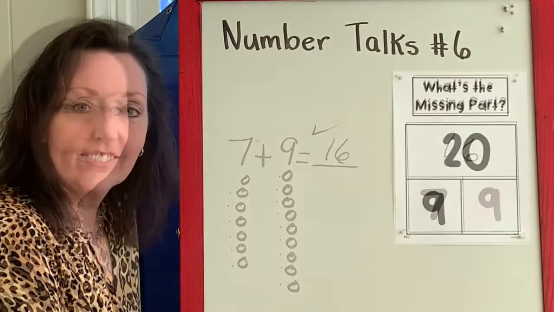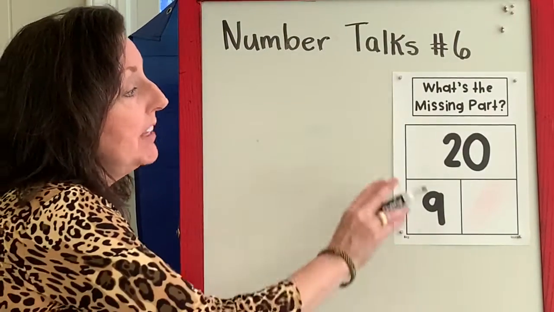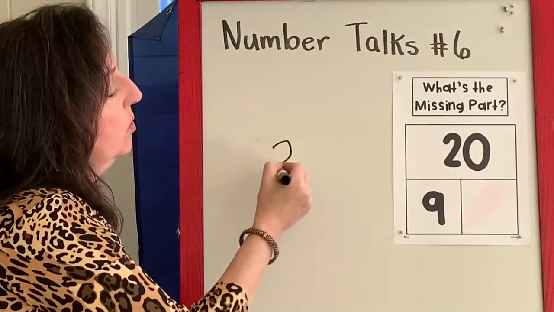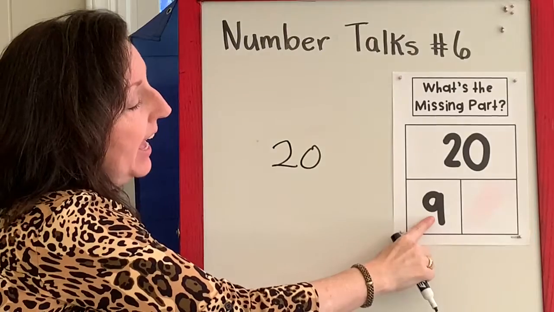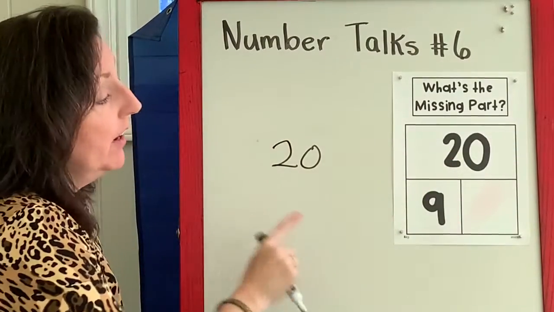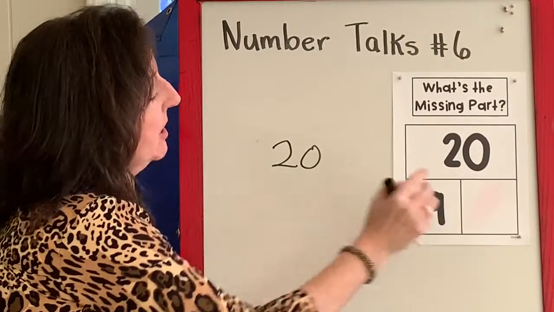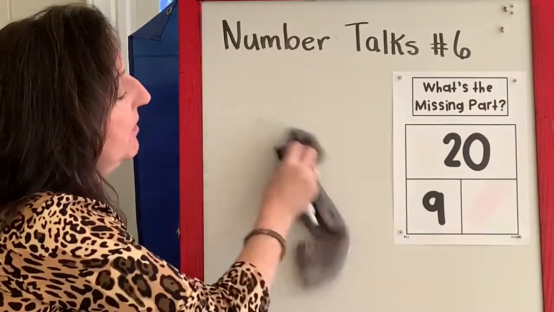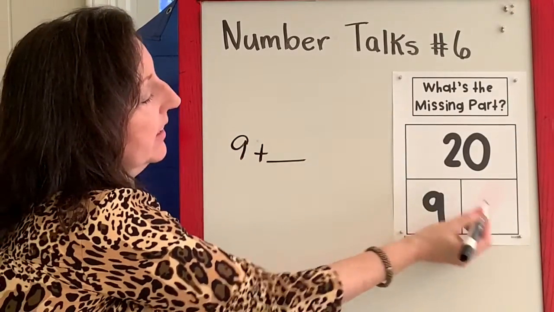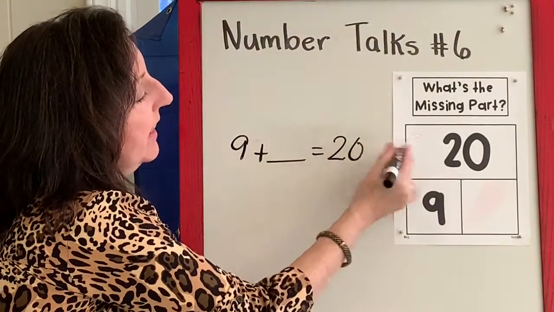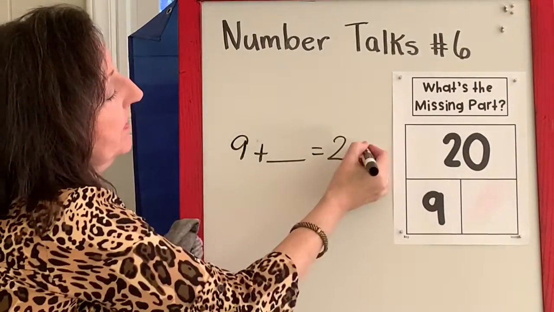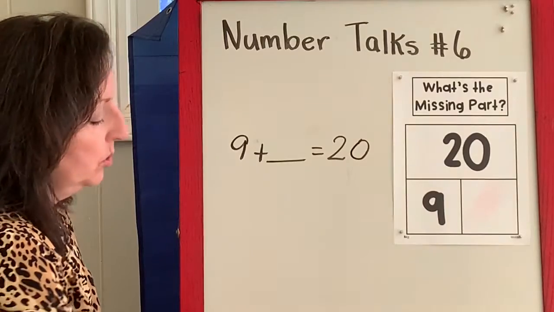Let's do another one. Here, my totals are getting bigger. I have 20 in all. If I have 9 and another number, that's going to add up to 20, and I have to figure out what that missing number is. 9 plus blank equals 20. So let me move that over. 9 plus something equals 20. That's my total there. Oh, that looks like a 6. Let me fix that. 9 plus blank equals 20.